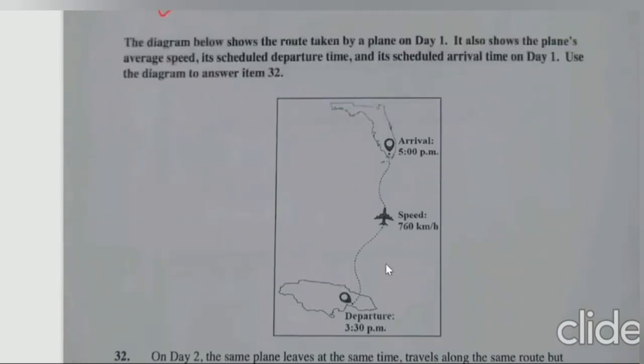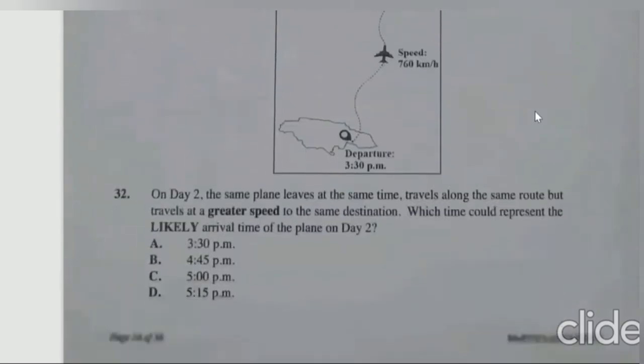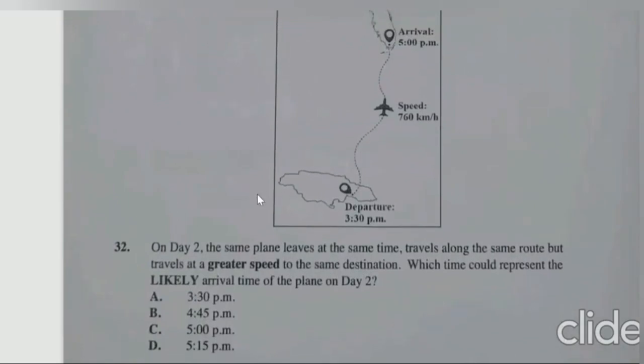Which time could represent the likely arrival time of the plane on day 2? So here it shows the plane's average speed, departure time, and arrival time. Okay, so for day 2, we know that we're finding a time that is earlier than its arrival time, which is 5 o'clock. It leaves at the same time, 3:30. It travels along the same route, but at a greater speed, so it has to be early. They would have to arrive earlier than 5 p.m. because if they went faster, you will reach quicker, correct?